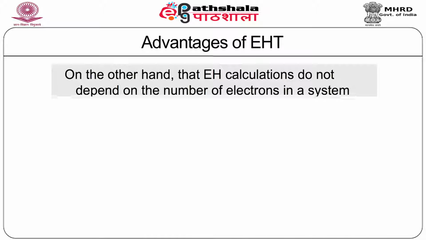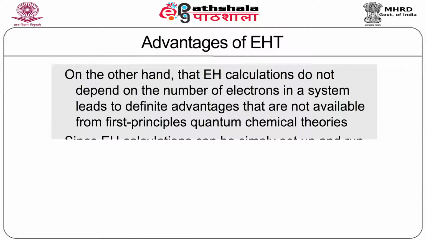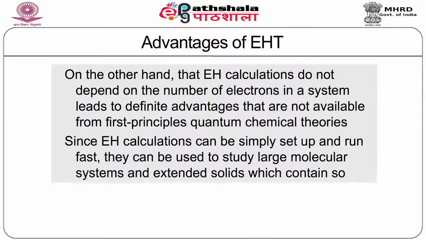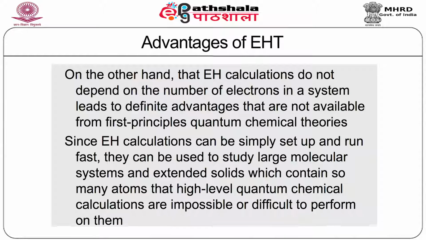On the other hand, that extended Huckel calculations do not depend on the number of electrons in a system leads to definite advantages that are not available from first principle quantum chemical theories. Since extended Huckel calculations can be simply set up and run fast, they can be used to study large molecular systems and extended solids which contain so many atoms that high-level quantum chemical calculations are impossible or difficult to perform on them.